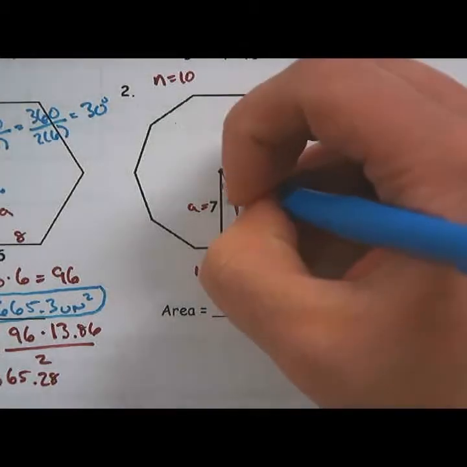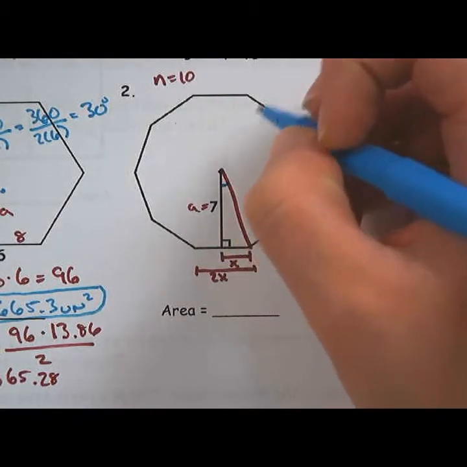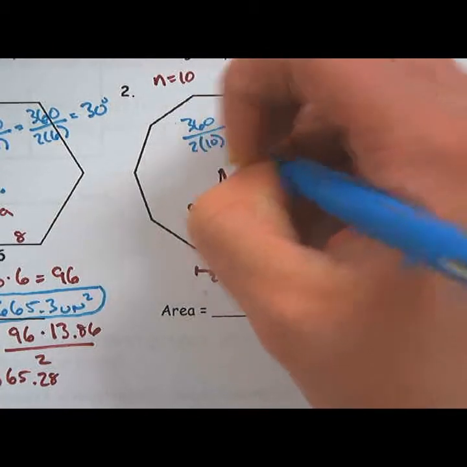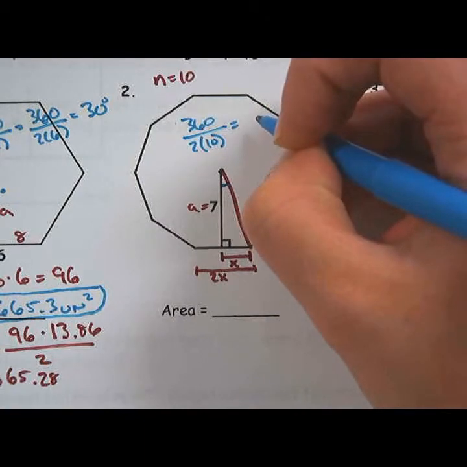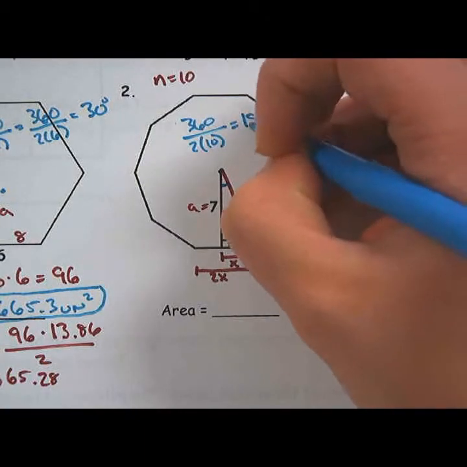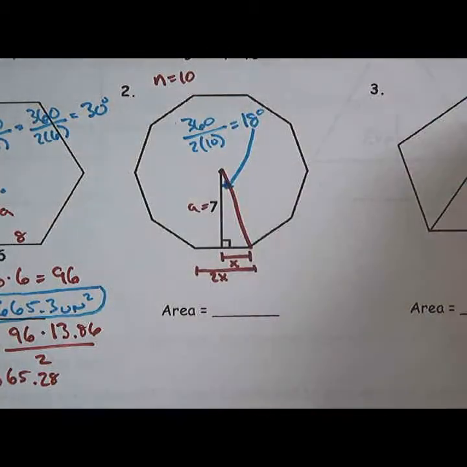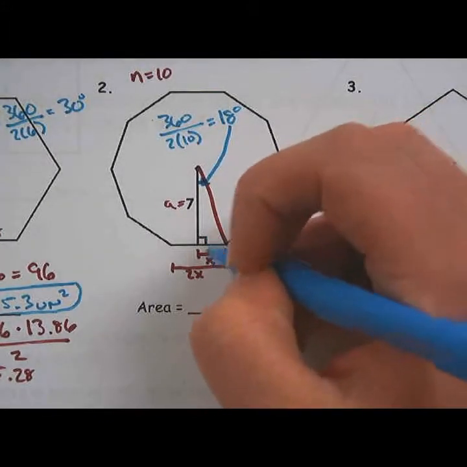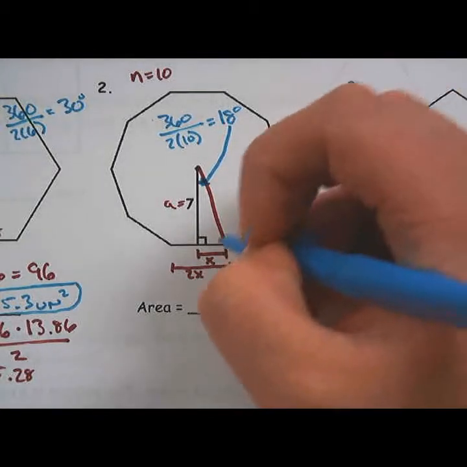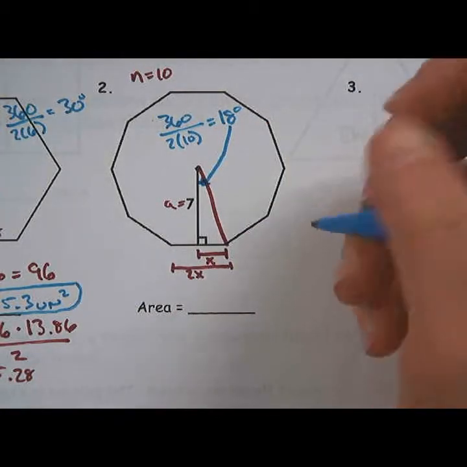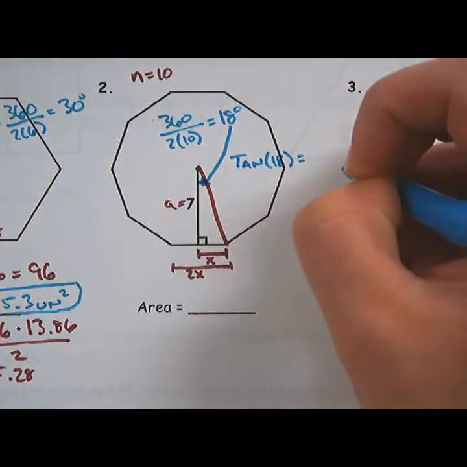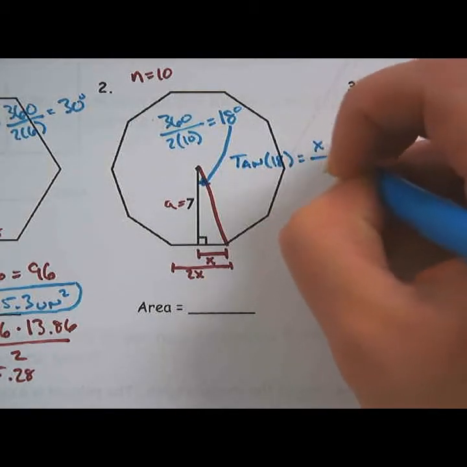So I need to find this angle first. If I do my 360 divided by 2 times n, that would be 2 times 10, which is 360 divided by 20, which gives me 18 degrees. So that angle there is 18 degrees. Okay, so now I need to use my sine, cosine, tangent trig functions to find x. Since this is opposite and adjacent, again we're using tangent. So tangent of 18 equals x over 7 since it's opposite over adjacent.